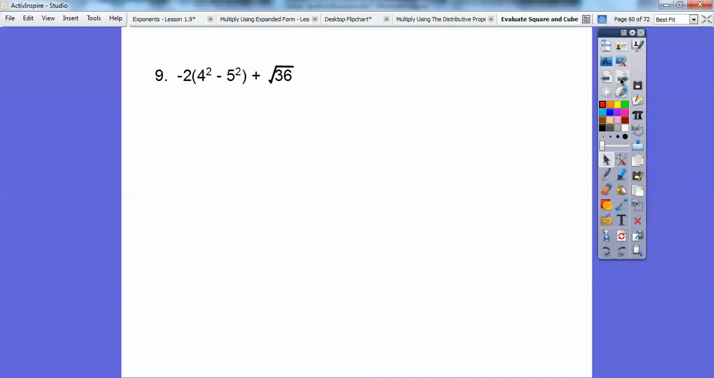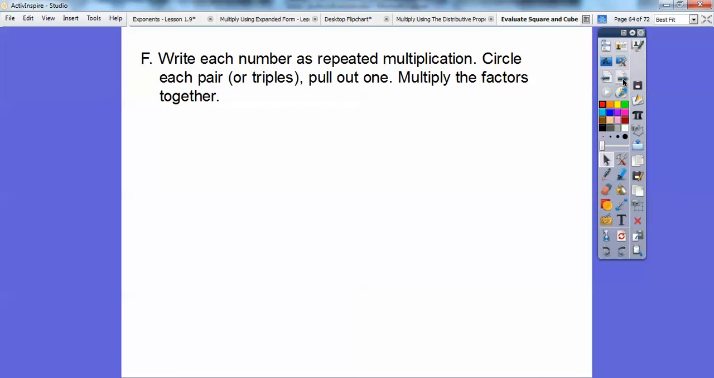Okay, here's some more. Let's do the exponents first, you guys. And I'll do the exponents and square roots. You do the same things. Radicals and exponents are the same thing. Do those first. Okay, so here's 4 squared, 5 squared, and the square root of 36 right there. Okay, now I'm going to simplify 16 minus 25. 16 minus 25 is negative 9. Okay, now I go to negative 2 times negative 9, and negative times negative is a positive, so 18 plus 6 is 24. Okay?